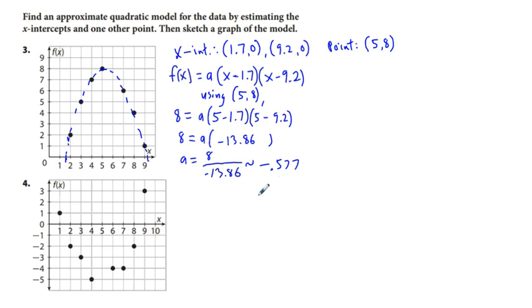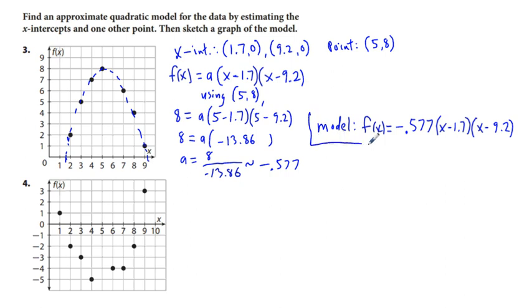So that's going to be it. So our approximate model is going to be f of x equals negative 0.577 times quantity x minus 1.7 times quantity x minus 9.2. So that's going to be it.